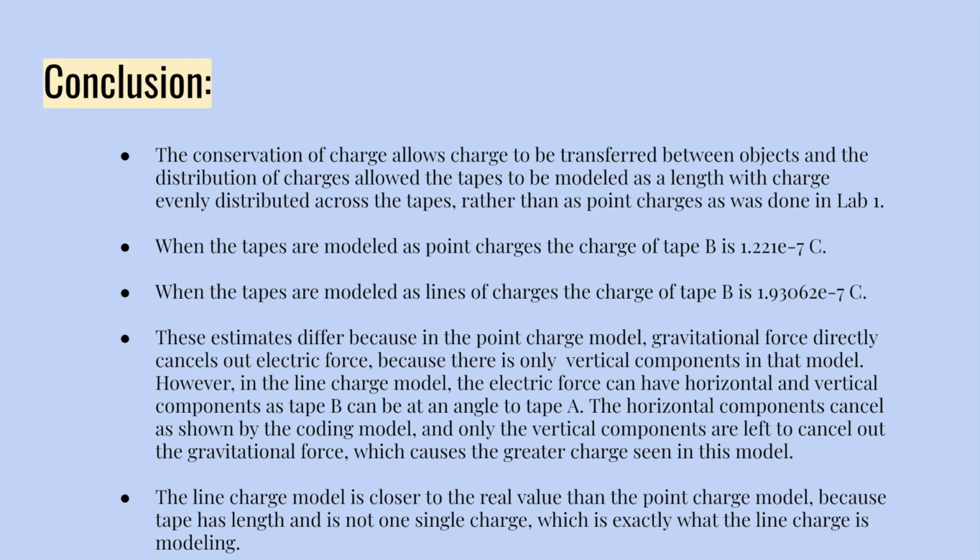These estimates differ because in the point charge model, gravitational force directly cancels out electric force because there's only vertical components in that model. However, in the line charge model, the electric force can have horizontal and vertical components as tape B can be at an angle to tape A. The horizontal components cancel as shown by the coding model, and only the vertical components are left to cancel out the gravitational force, which causes the greater charge seen in this model.